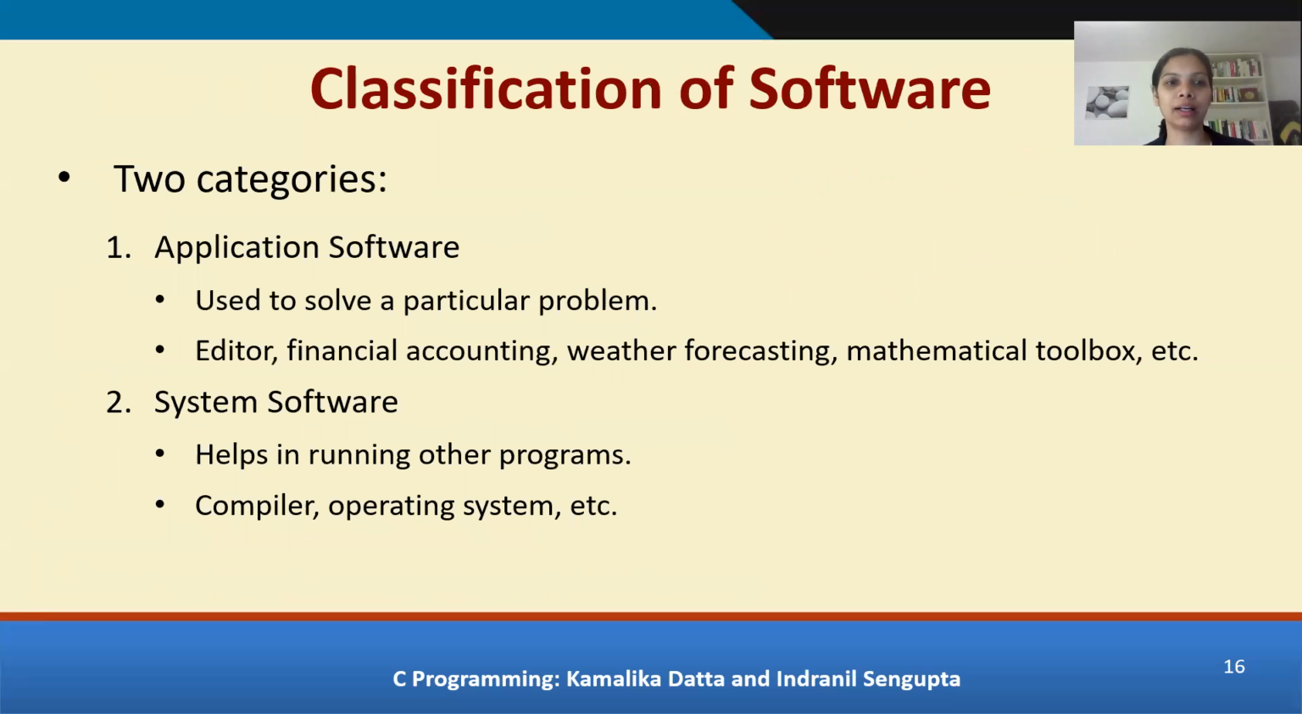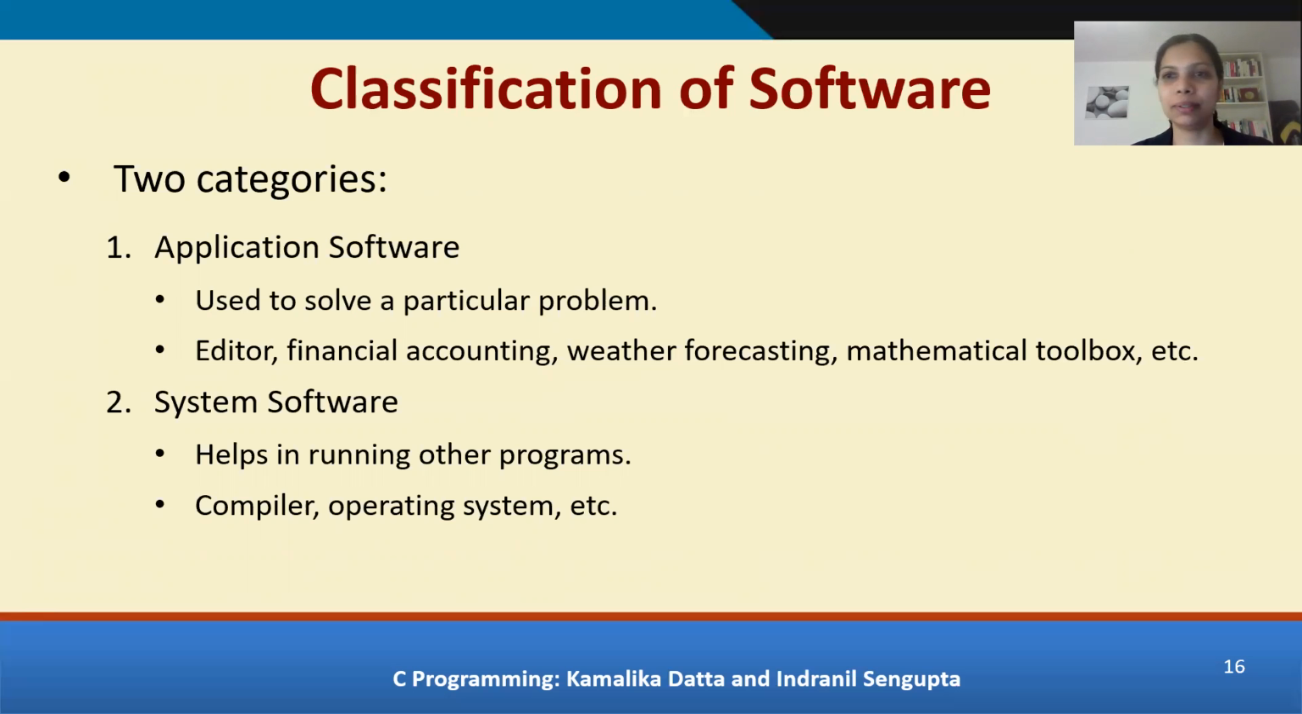Let's move on. We have come almost to the end of this lecture, and let us also understand that using these computer programs, we will be writing some kind of software. So what kind of software do we generally have? We have one category, which we call application software. Another category is system software. Okay. So what is application software?